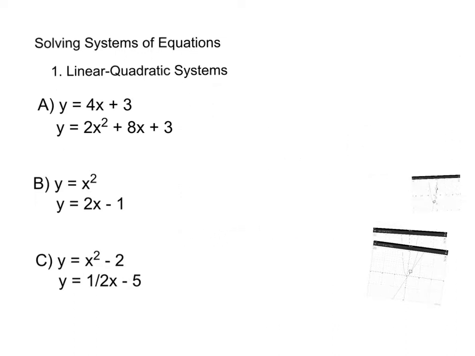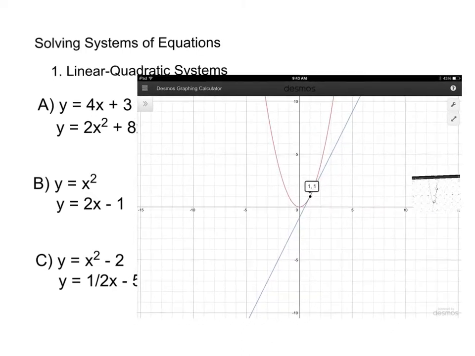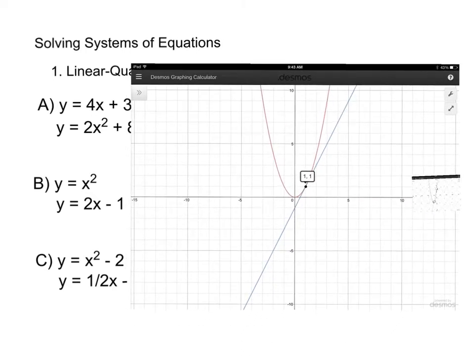Let's look at the next one. Y equals x squared and y equals 2x minus 1. This one has only one solution. It's at 1, 1. So x equals 1, y equals 1. Sometimes you'll have only one solution.